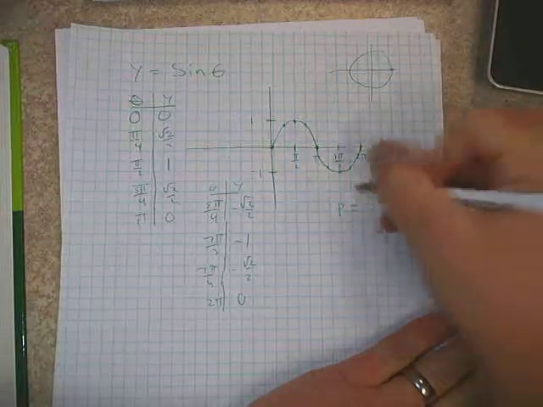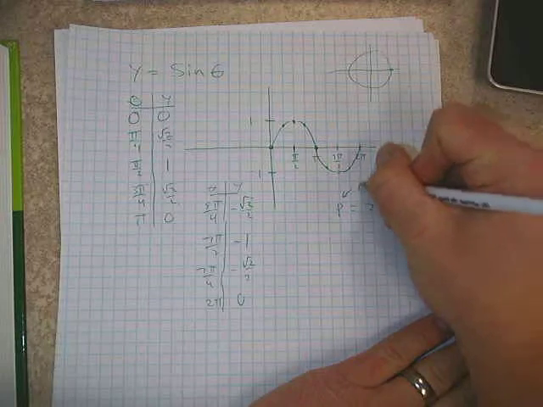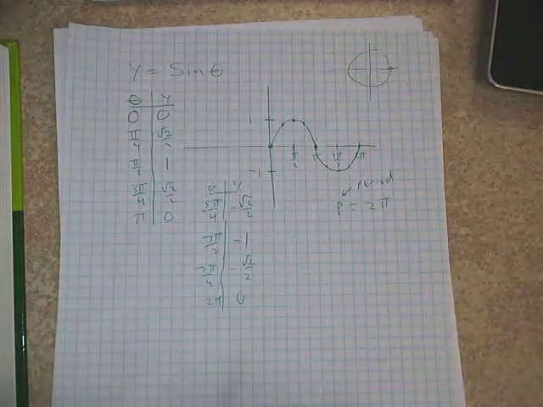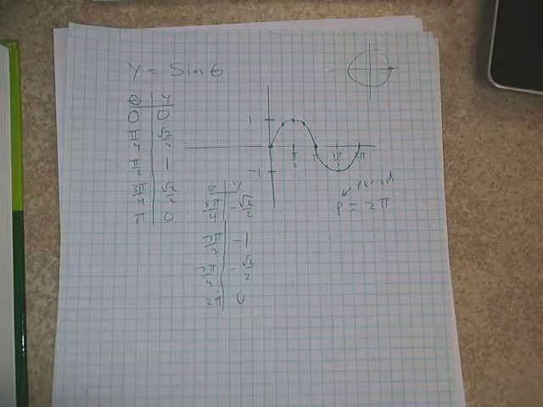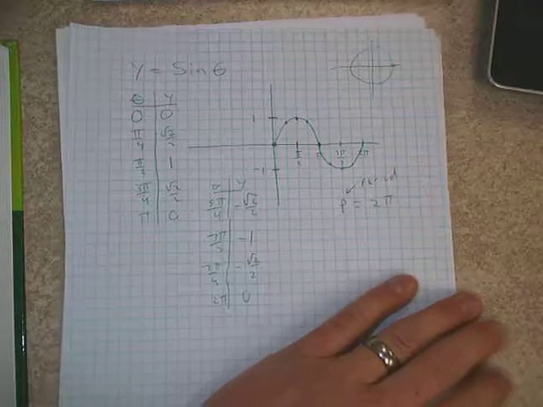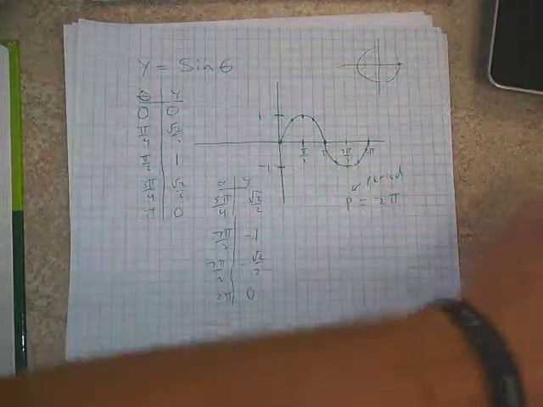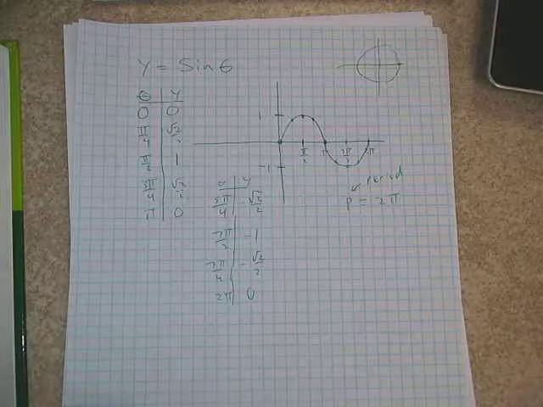So going in both directions, we're going to get the same exact shape, and it's going to continue to repeat itself every 2 pi. Okay? And that 2 pi, we call a period. So that P, I'm going to write here, is called the period. All right. Questions so far?